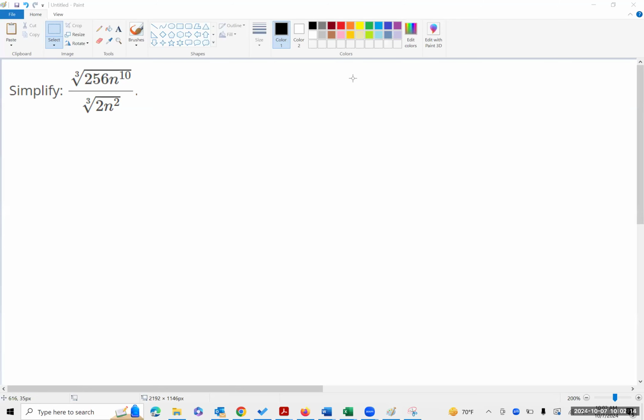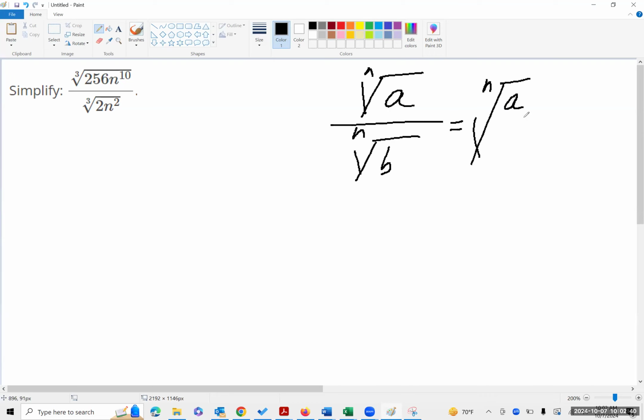Okay, for this one, we're gonna use the rule that says the nth root of A over the nth root of B. So they have to have the same root for the radical. That's gonna be equal to the nth root of A over B. So basically you can combine them inside the radical with division as long as they have the same n.